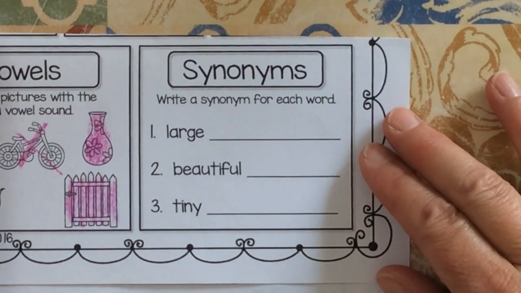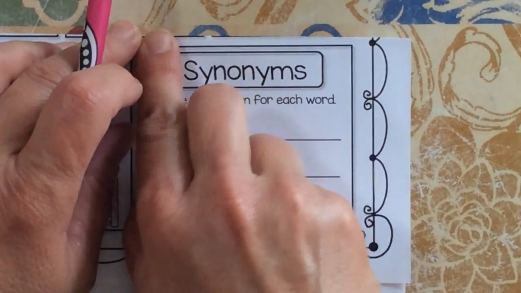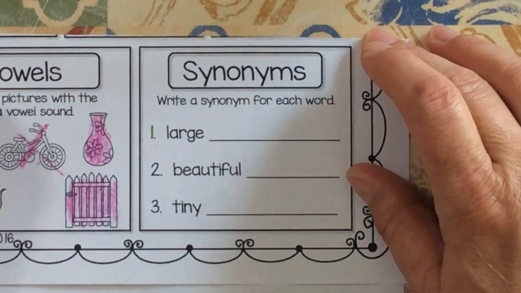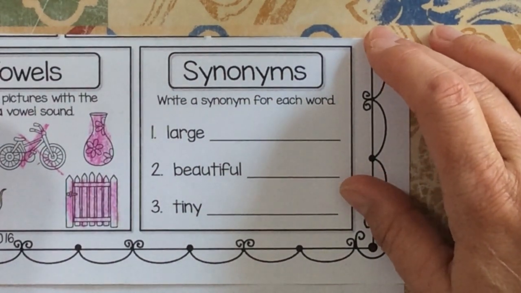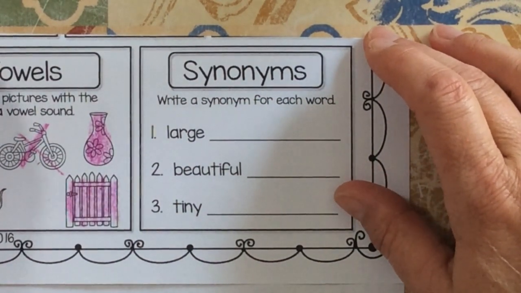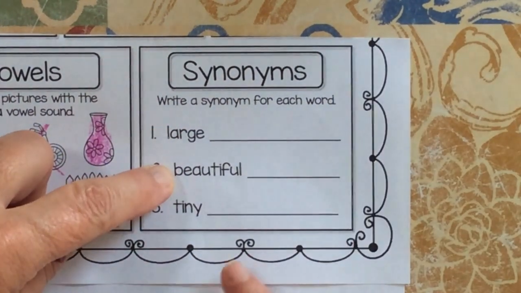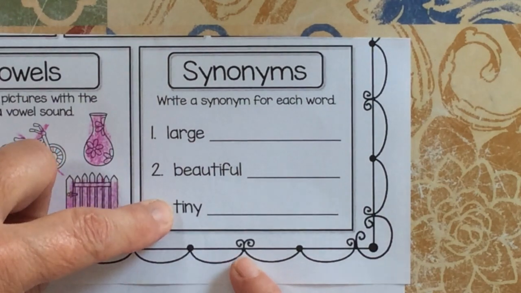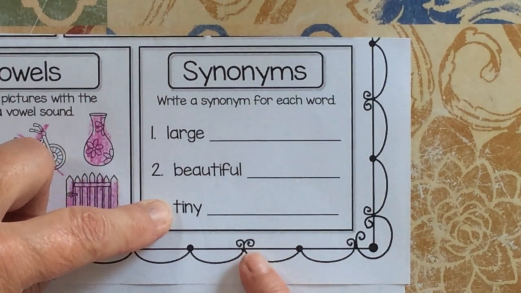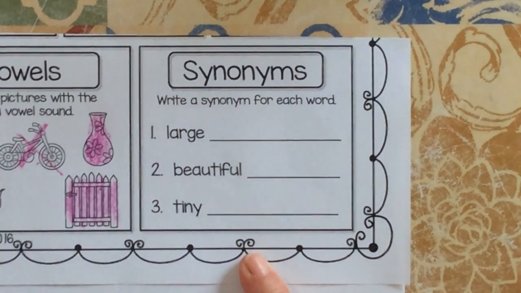Okay. And our last section is synonyms. Remember, synonyms are the same. So we're going to think of another word for large, another word for beautiful, and another word for tiny. I'll give you a minute. Synonyms mean the same.